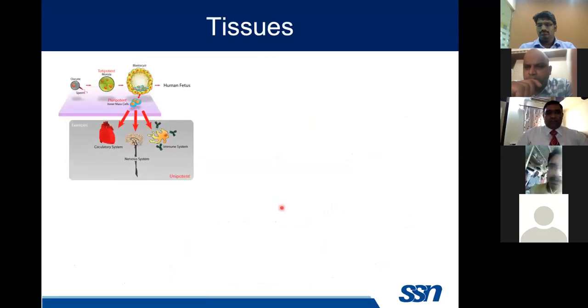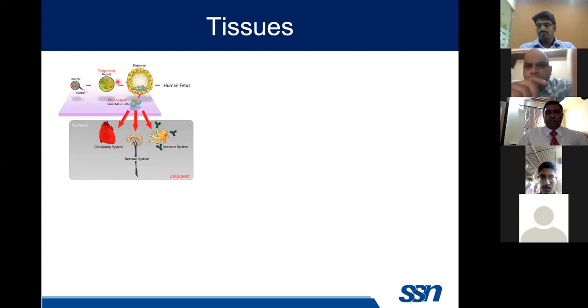Then coming to tissues: tissues are groups of similar cells which do similar functions. To understand tissues, we should first understand how tissues are formed. Inside the mother's womb, first fertilization takes place. Then there are the initial cells, which are called totipotent cells. At this stage, if you remove this cell and put it in some other womb, it will start to grow and it will grow into a new human being. That's why they are called totipotent.